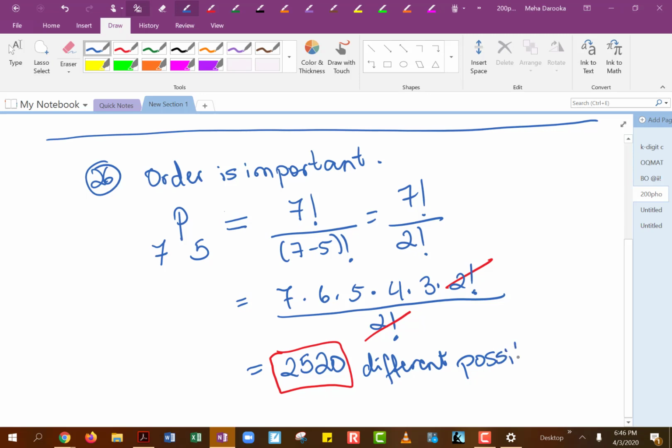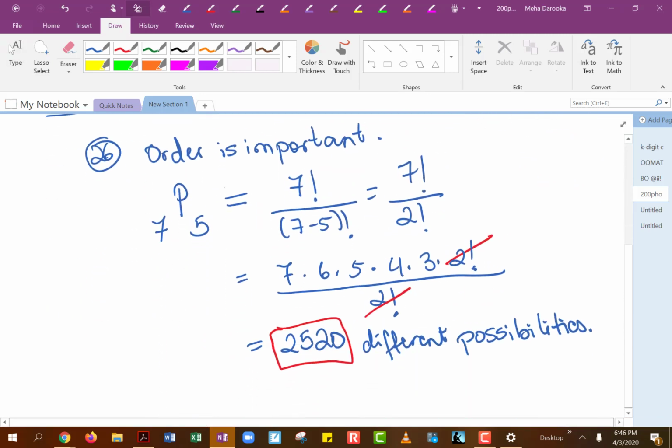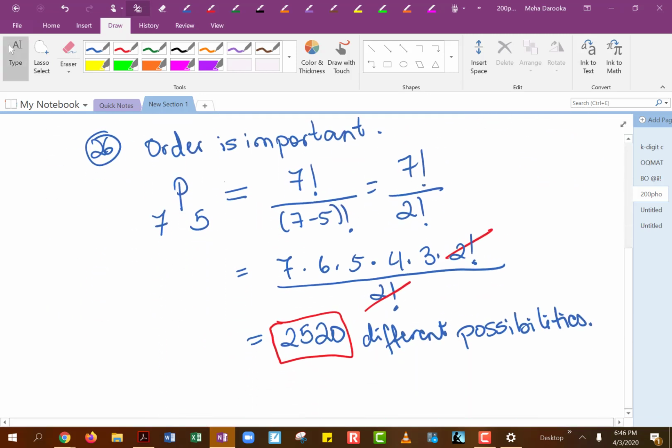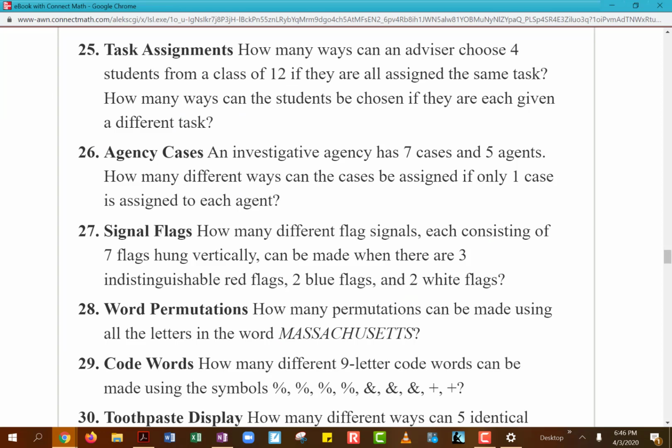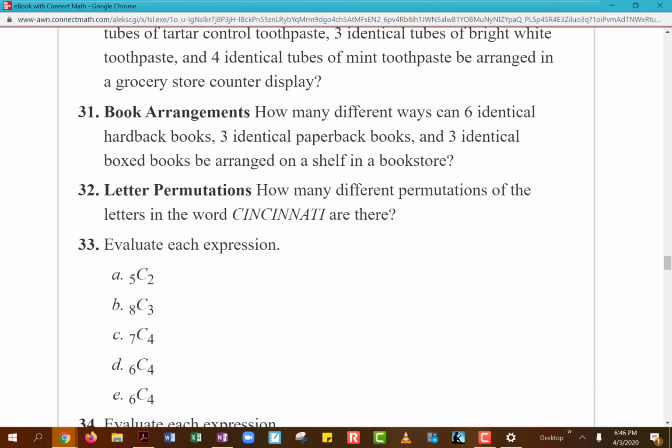Now the next example I again wanted us to look at is going to be for our permutation rule 2, which is where we use the letters that make up the word Cincinnati and see how many different permutations are there. So you will notice this question is saying how many different permutations of the letters in the word Cincinnati are there.